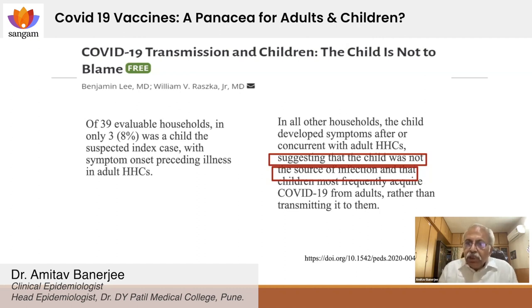Neither did they find any instance of community transmission from children precipitating community-level outbreaks. So outliers should not dictate public health policy. For public health policy, you see the big picture. For all practical purposes, children are not super spreaders, neither can they precipitate community outbreaks.